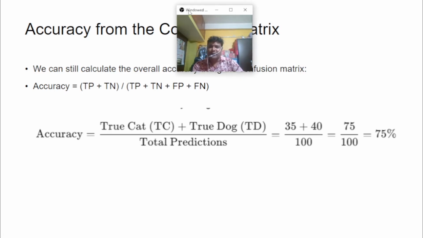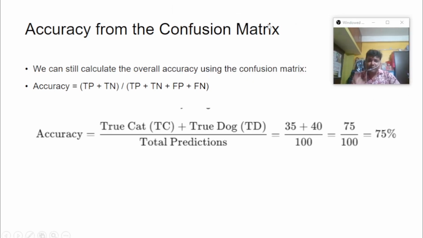The formula for accuracy is true positive plus true negative divided by true positive plus true negative plus false positive plus false negative. This is the actual formula for calculating accuracy from the confusion matrix.